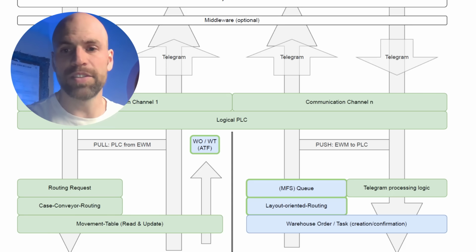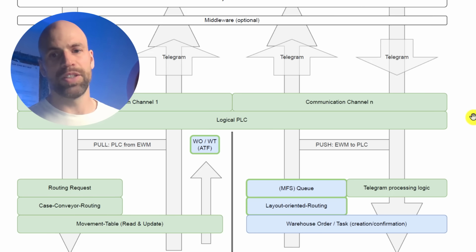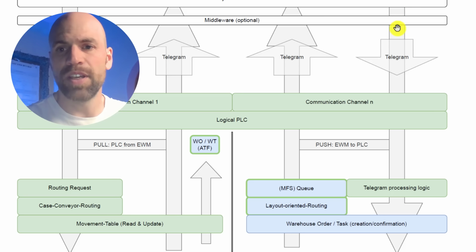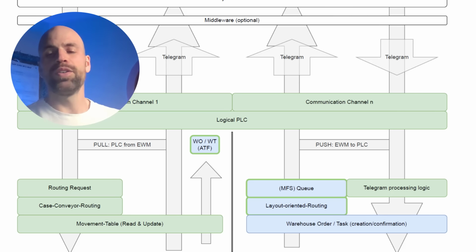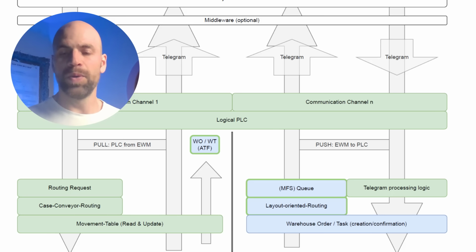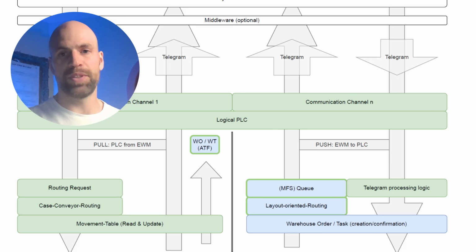For now, please focus on the right side of the layout here. We will first look at the layout-oriented routing. And what I want you to look at first is these big arrows here in the background. I painted these big arrows to visualize the initial situation in which a first telegram, which moves an HU from A to B, is sent from EWM to the subsystem.